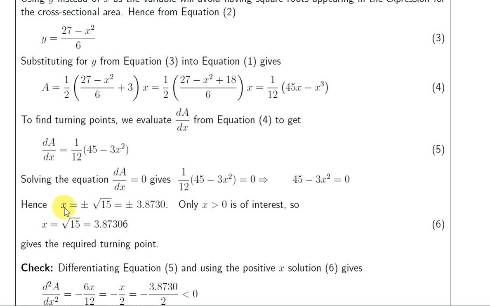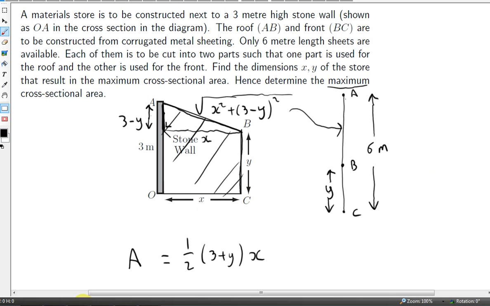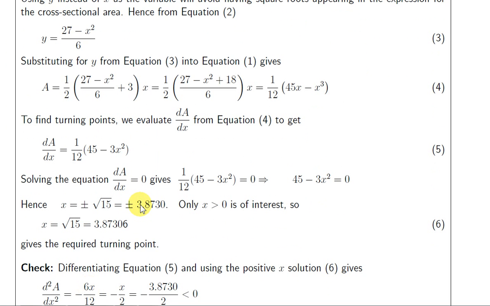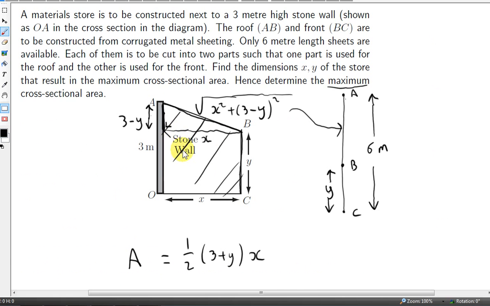Now, since x refers to a length, that is the length of the floor of the store, this distance here, x must be positive. So even though the negative value satisfies the equation, it's not relevant here. So there's only one value that's relevant to our problem. So that's plus 3.87306. So this must be the answer. Since there's only one value, we don't have to test to see if it's a local max or a local min or a stationary point or anything like that. This must indeed be a local max. And that makes sense from the nature of the problem. There must be a combination of values x and y that maximize this area.